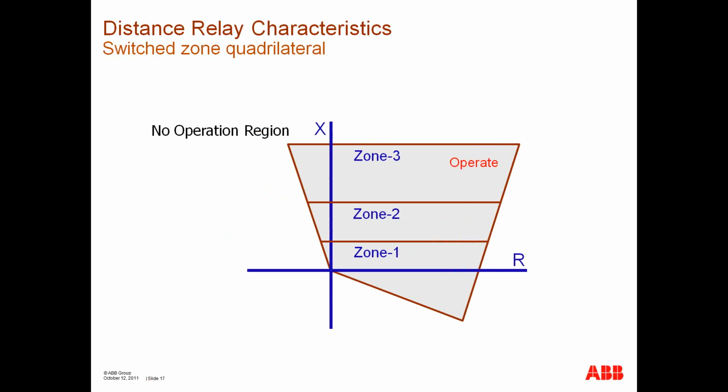This is an example of relays that existed back in the 1990s and is a relatively good concept, but it's a switched zone quadrilateral characteristic where you'll have a zone 1, you'll have an overall operating characteristic and a zone 1 level reactance, and then after some time delay, zone 2 level, and then zone 3 level. And they're all controlled by the same resistance reach.